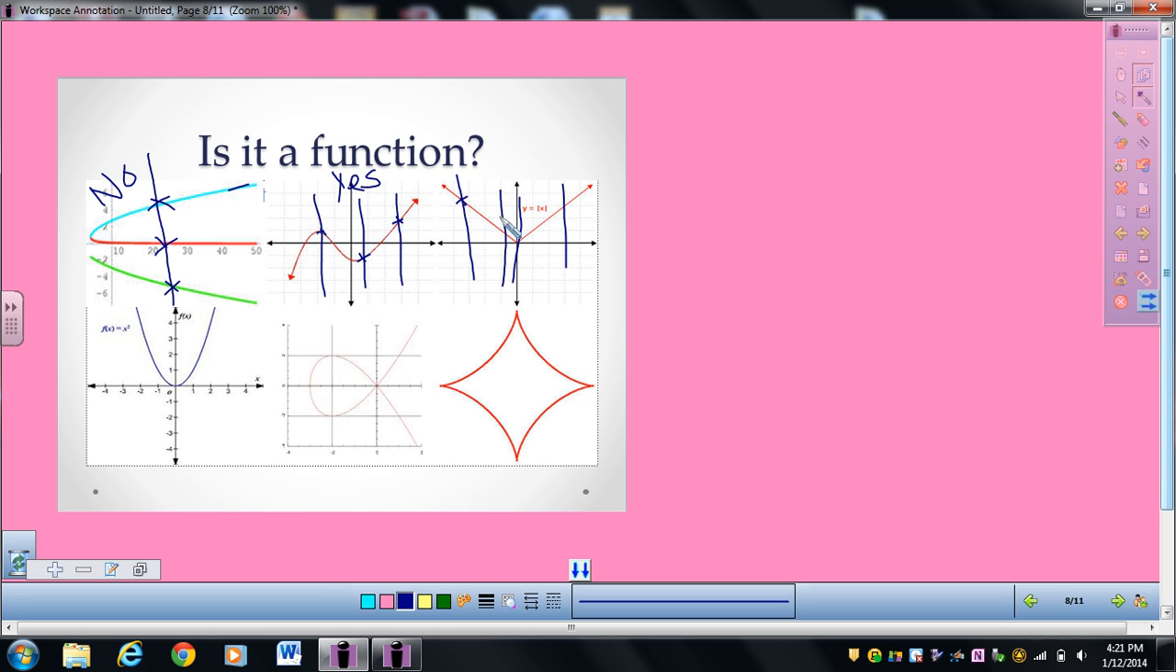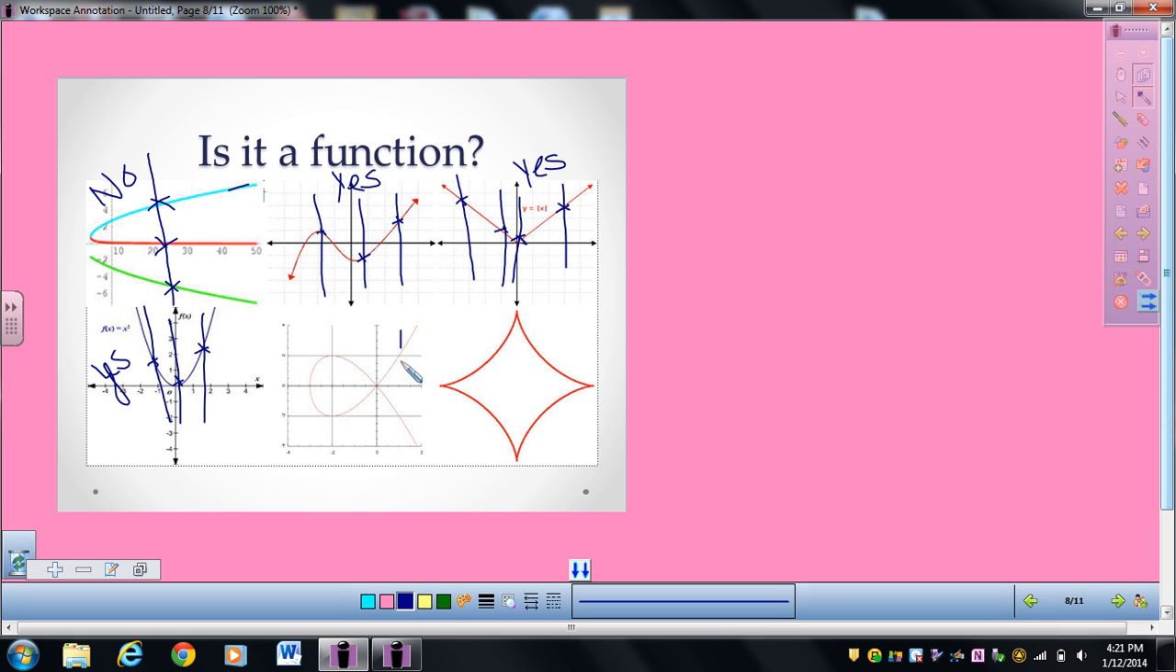Okay, that only hit once, that only hit once, that only hit once, and that only hit once. So that would make that, yes, a function. Okay, again, let's do several different ones just to make sure that we're right. That one hit once, that one hit once, and that one hit once. So that is yes, a function, because each one of those vertical lines only hit once.